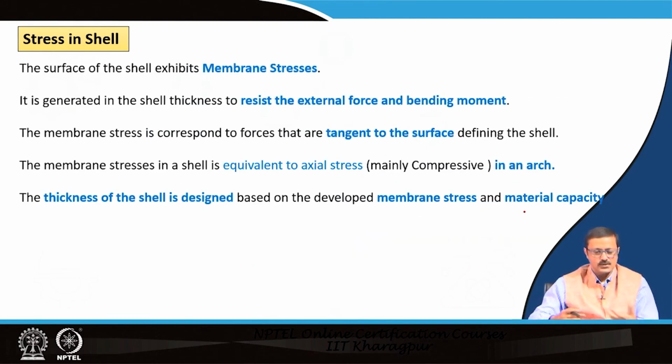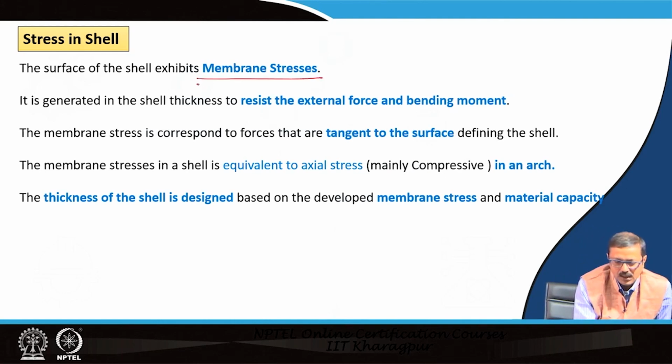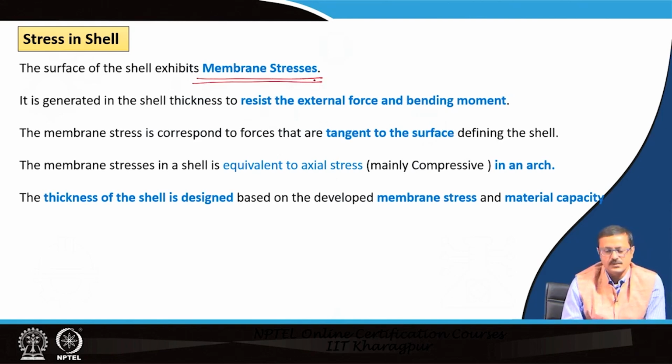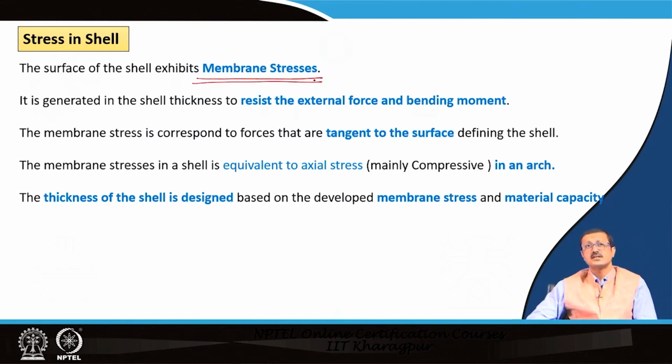So, as we discussed, a membrane stress will be experienced by the shell. To resist that, you require some kind of bending moment capacity, since external forces create bending moments, and you require thickness to take care of that particular moment. The membrane stresses are compared to the forces that are tangent to the surface, which define the particular shell, and the equivalent axial stress also comes as in an arch. The thickness of the shell is designed based on the development of the membrane stresses and the capacities of the materials.